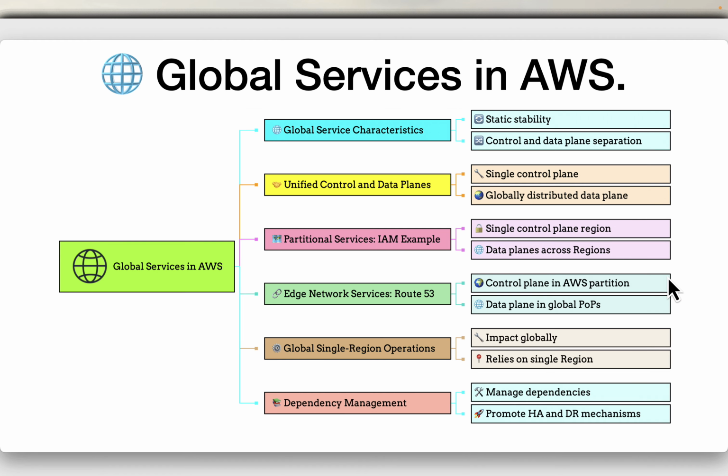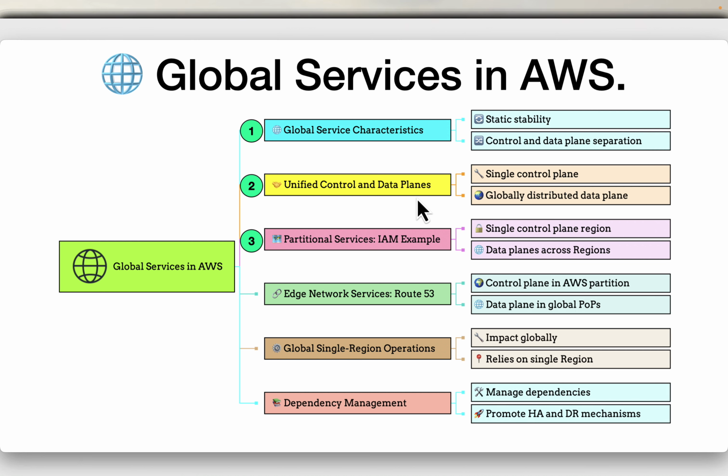Next we'll see global services. Global services characteristics. AWS services with non-region specific resources, achieving static stability by separating the control plane and the data plane. Unified control plane and data planes. So global services feature a single control plane regionally hosted with a globally distributed data plane. So global services have a control plane in a fixed region, for example US East 1 or something like that, but the data plane will be distributed so that it does not affect all the services globally, but you can still configure and make changes.